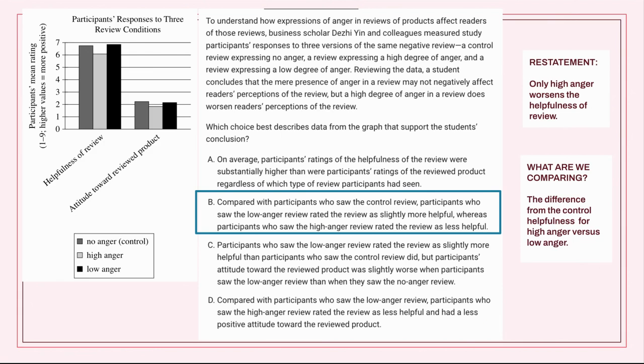So even though these answer choices are a little confusing, honestly, I don't even totally understand them because they're quite wordy. I think B is the simplest to understand, and it does exactly what we did before we went to the answer choices. It points out that high anger worsens the helpfulness of the review, while low anger doesn't really do anything, and it does it in a more clear wording, and also does not bring in the attitudes toward the reviewed product. So complicated, but it shows how you don't need to understand every little thing to get to the right answer.